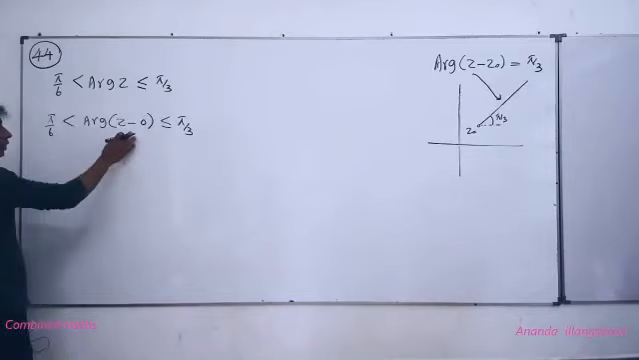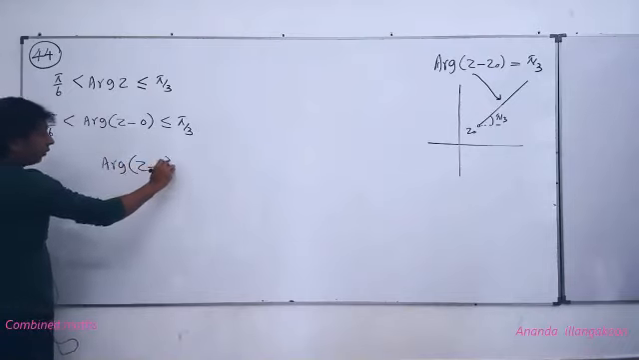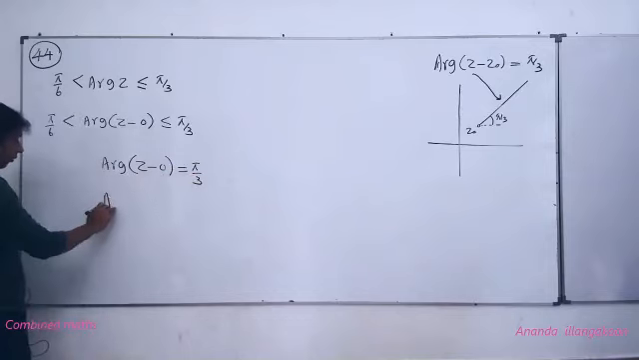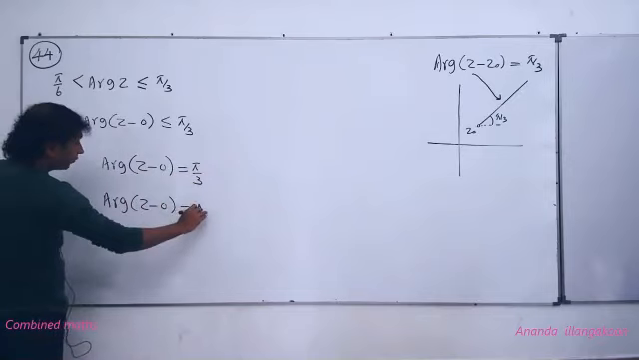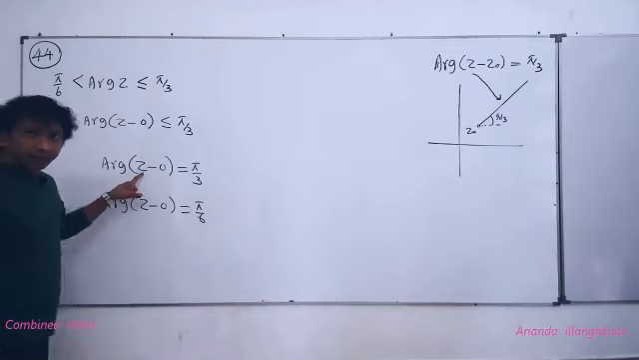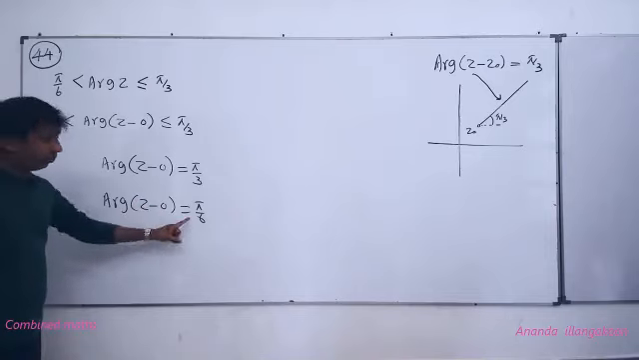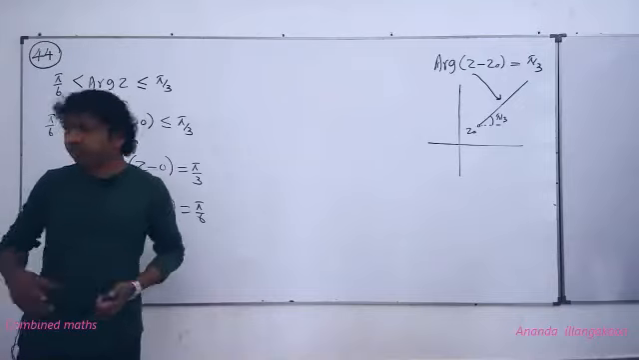Then I can split this into 2. Arg z minus 0 equals 5/3. And this one also I take, arg z minus 0 is 5/6. First I draw these 2 lines. So then what is this line? Passing through the origin, making 60. Passing through the origin, making 30 with the positive real axis. Then the 2 lines now we can sketch.